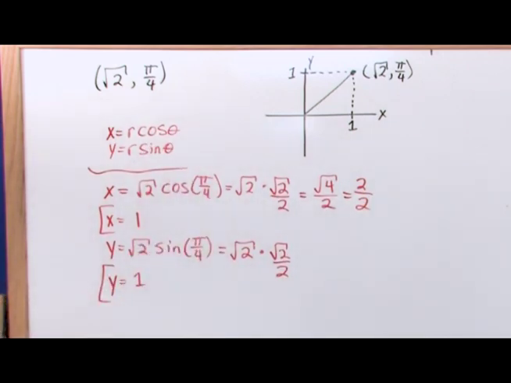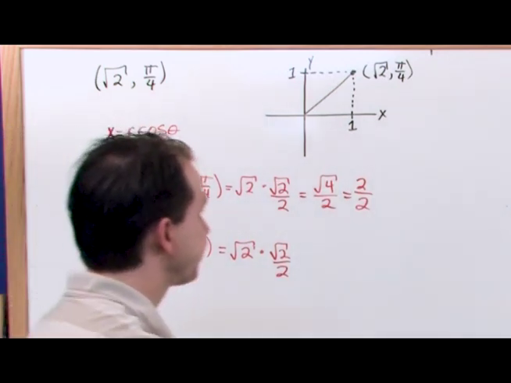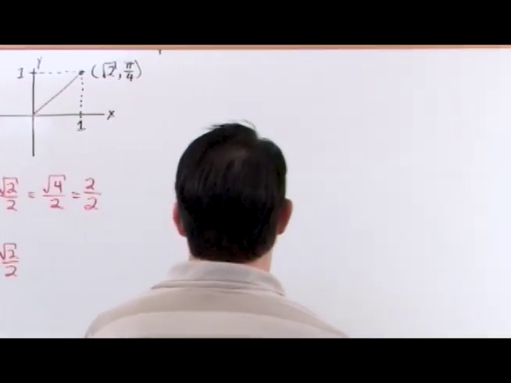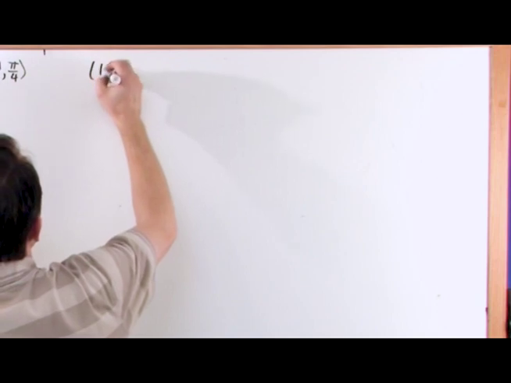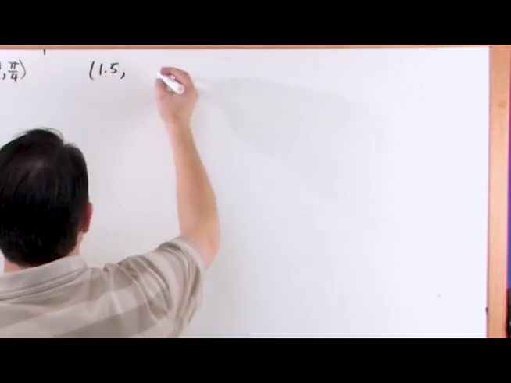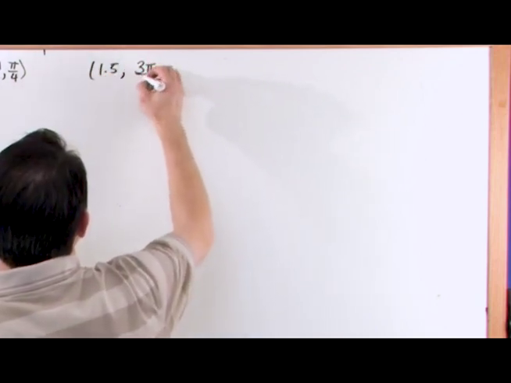As long as you know how to take the sine and the cosine, that's all you have to do, and it's pretty bulletproof. Okay? Let's do another one. Let's say I was given a polar representation, which is 1.5, comma, 3 pi over 2.